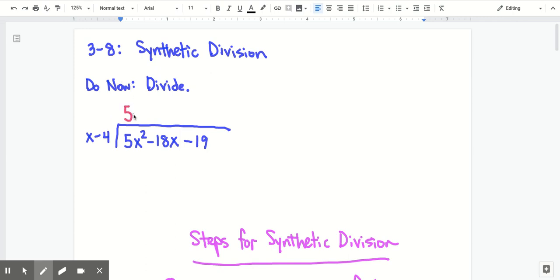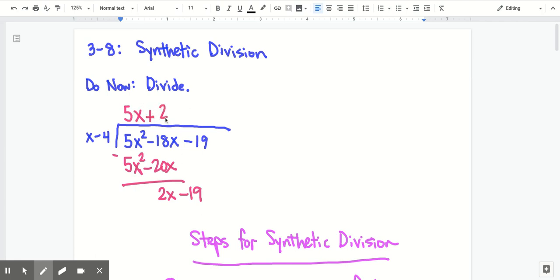Going to work it out myself here, you would put a 5x up top, and then you would distribute the 5x to both parts here. After you distribute, you subtract negative 18 minus negative 20, turns it into a positive 2x right here. We bring down our next term of negative 19, and the cycle starts over.